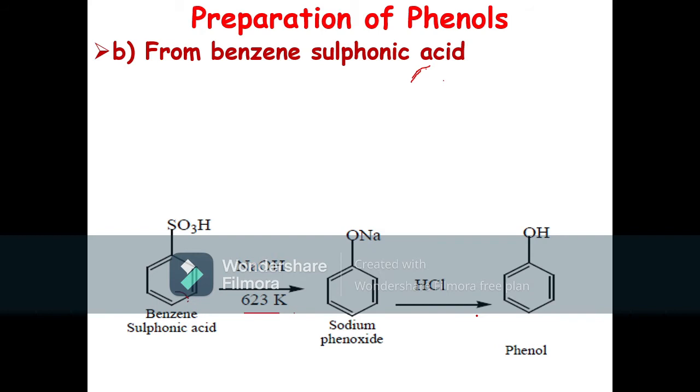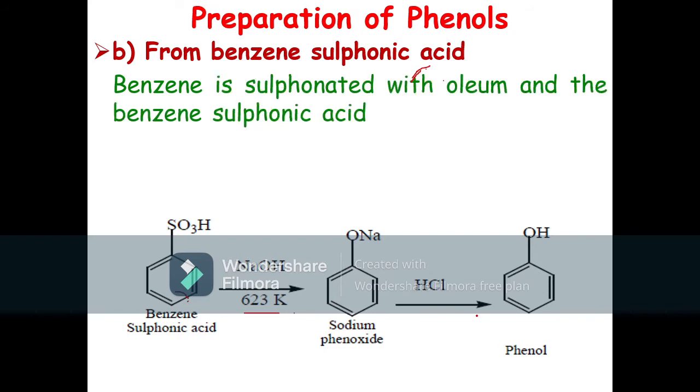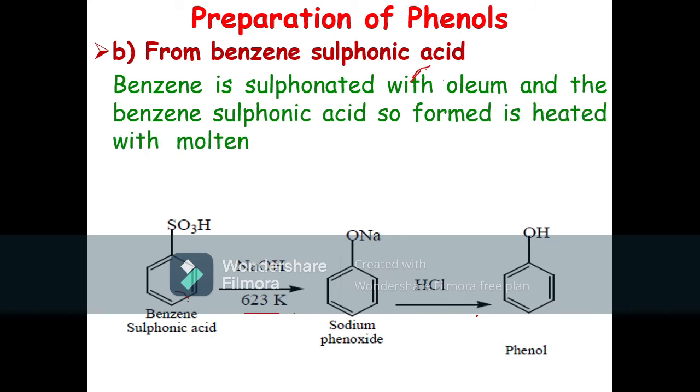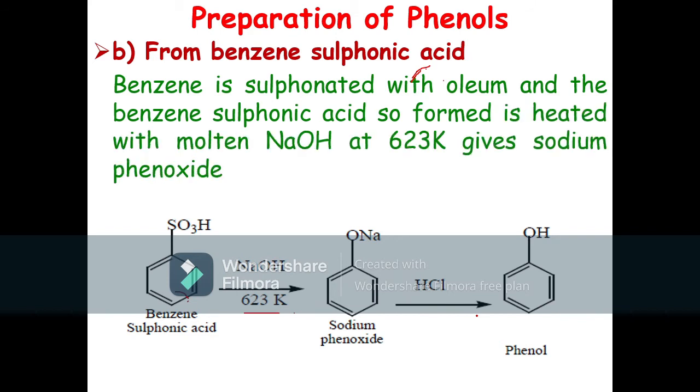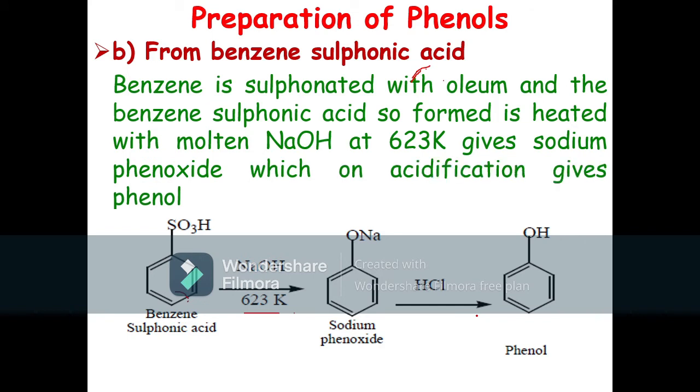Do you understand, students? So phenol can be prepared from benzene sulfonic acid, in which benzene is treated with oleum, or we can say pyrosulfuric acid, or fuming sulfuric acid. It gives benzene sulfonic acid. This benzene sulfonic acid is heated with molten sodium hydroxide at 623 Kelvin temperature, it gives sodium phenoxide. This sodium phenoxide on acidification gives phenol.